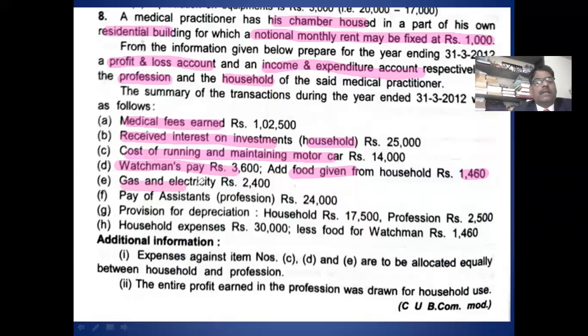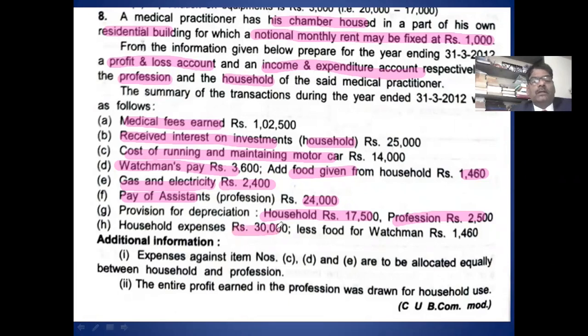The next is gas and electricity. Electricity is also a common expense because it may be used for household as well as profession. Assistant pay is clearly related to profession, so you take it in the profession, that is P&L account. Okay. Next is provision for depreciation. Depreciation is an expense. Household part you take in the household head. Profession part you take in the profession head. That is P&L account. Okay.